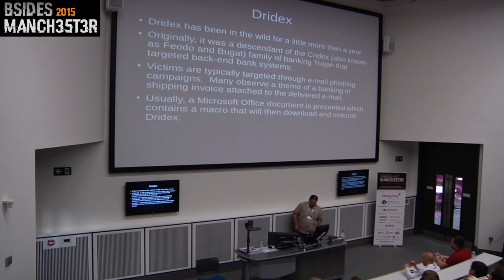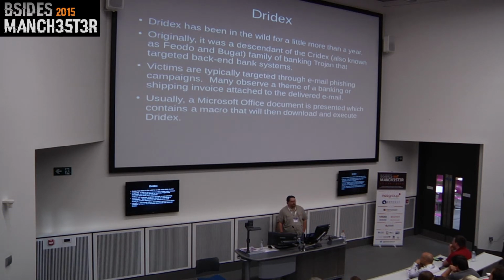So originally, it was a descendant of a malware family called Cridex, also known as Feodo and Bugat, depending on who's doing the analysis of a particular sample or what threat intelligence provider you have. It's really based on preference. If any of you are familiar with abuse.ch, they do Zeus trackers, as well as some other malware families. They call it Feodo.